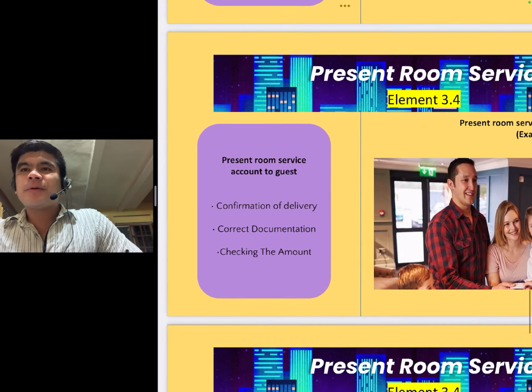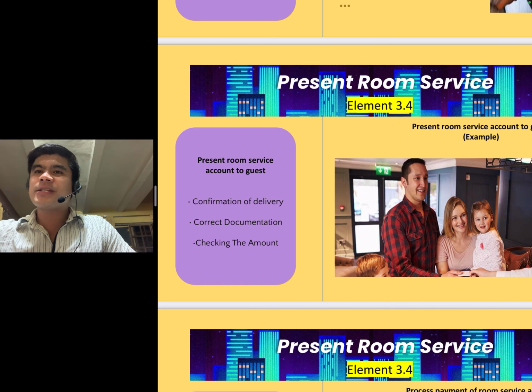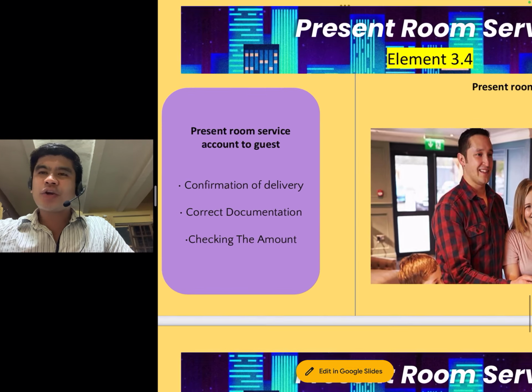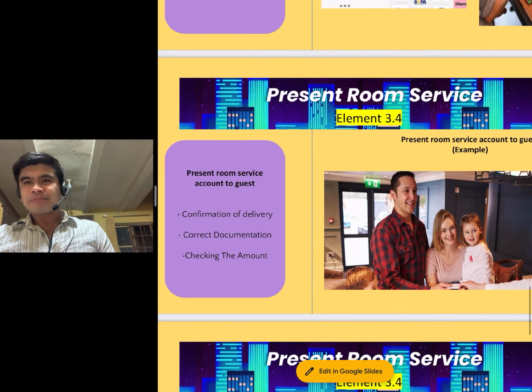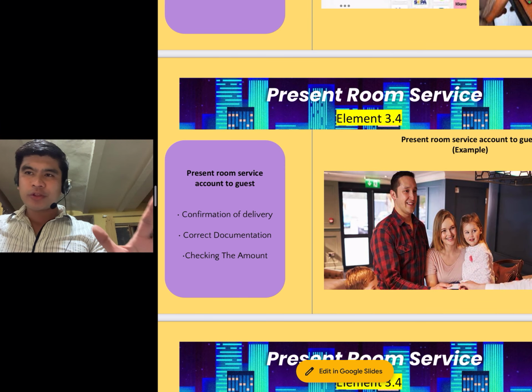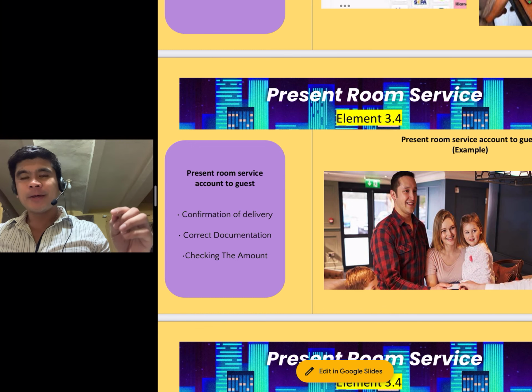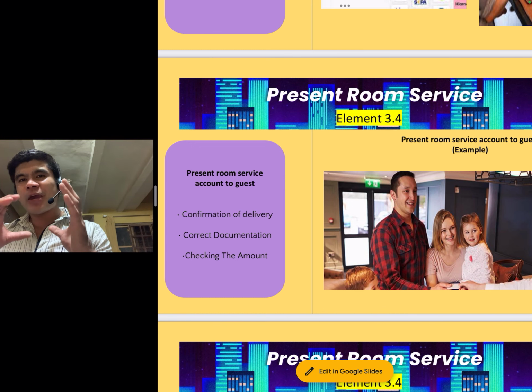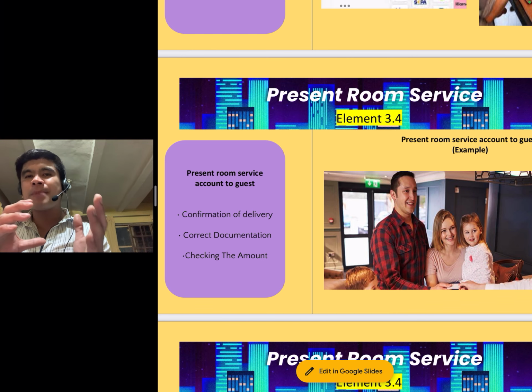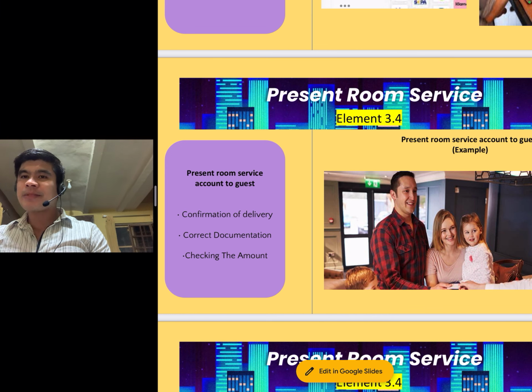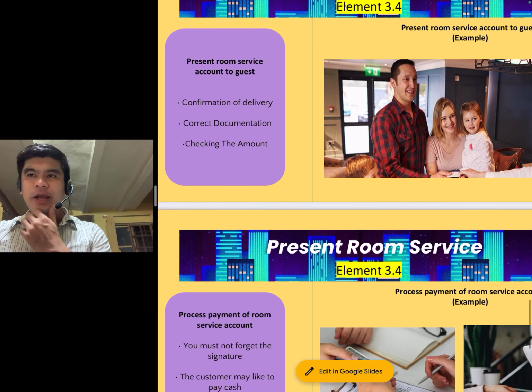Okay, next, present room service account to the guest. So how are you going to do that? Confirmation of delivery, like, sir, here's your food. If you're doing the room service, here's your food. Mention you have steak, you have the chicken, you have one bottle of wine and one beer. Check. And then from the receipt, make sure the receipt is the same as what you are serving, and then check the amount. Okay, so make sure you have the correct amount on your check.